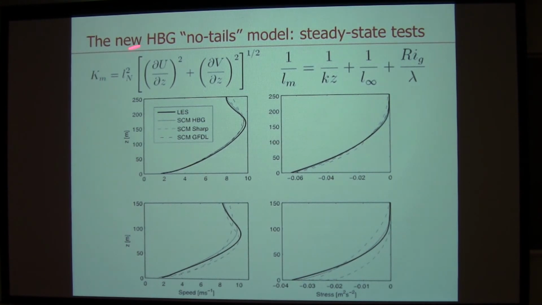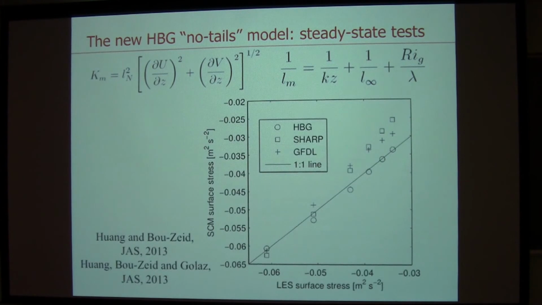This is what I'm showing you here. I call it HBG, the Bou-Zeid and Golas model. And this is the light gray one. You see that for the weakly stable condition, it performs the same. But for the strongly stable condition, now it performs much better than the other models. And its performance is comparable between weak and strong stabilities, which the two other models don't have. And we tried tuning these models, it just doesn't work.